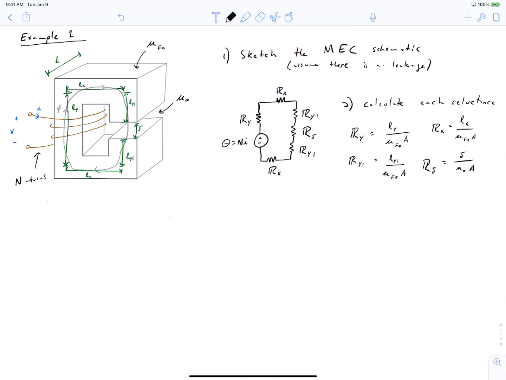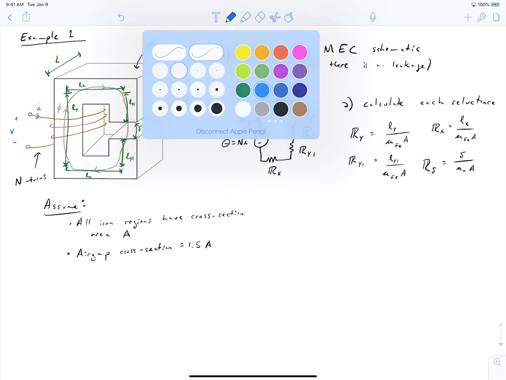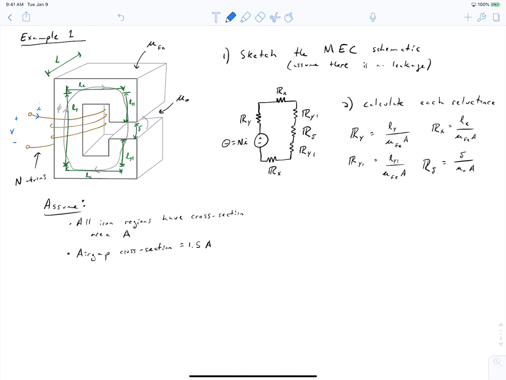I'm going to tell you to assume the following. I'm telling you to assume that all of the iron regions have flux tubes with a cross-sectional area of A, but the air gap has an effective cross-sectional area of 1.5 A. And again, that's just an assumption that we're making in this one individual problem. Whether it's a valid assumption for an arbitrary geometry depends on what that geometry looks like. But in this case, we're going to just assume that. And so what this does is it changes your expression for the reluctance of your air gap flux tube to be the following. Part 3, we'll calculate phi.